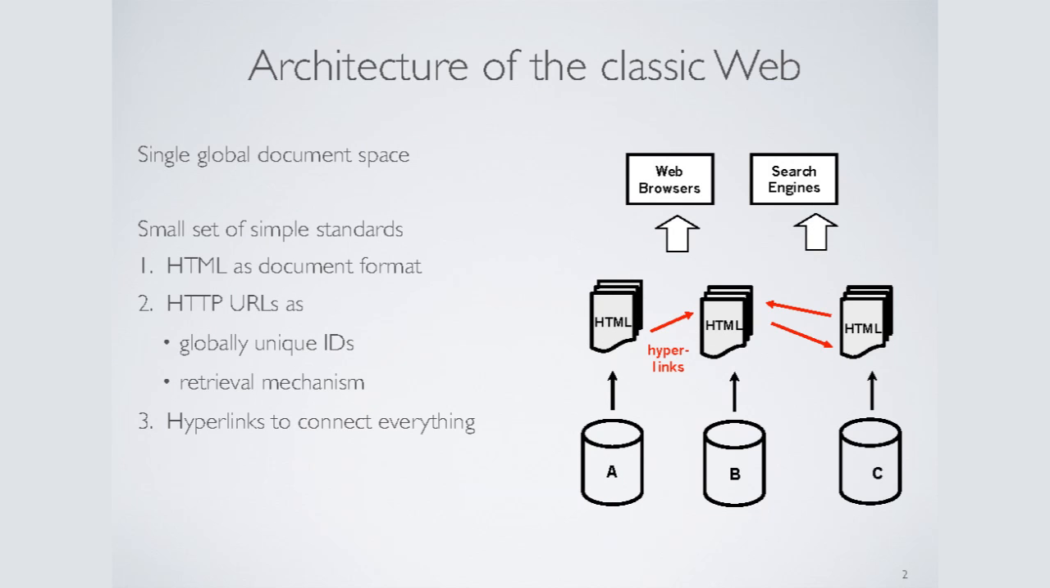As for the classic web as we know it, it builds a single global document space built on a small set of simple standards: HTML as a document format, HTTP URLs as globally unique identifiers, HTTP as a retrieval mechanism to access these documents, and HTML hyperlinks to connect documents.